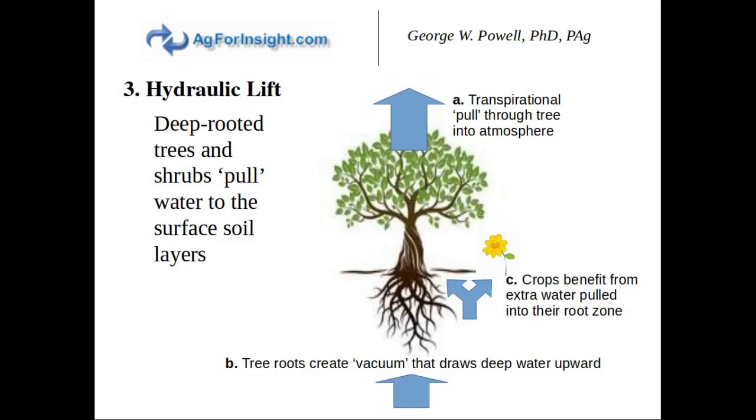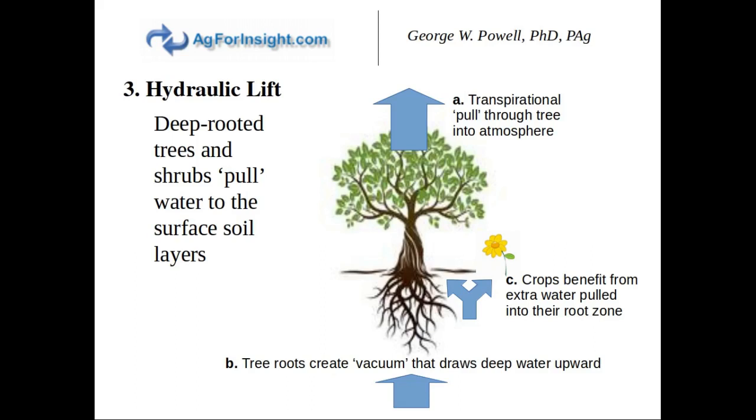Hydraulic lift. So trees and shrubs, being deep-rooted, can actually pull water that is drained into lower soil profiles back up into the surface soil layers. It does that from the process of transpiration. So transpiration is the phenomenon where water moves up from the roots through the stem and to the leaves, and then out through tiny openings in the leaves called stomates.